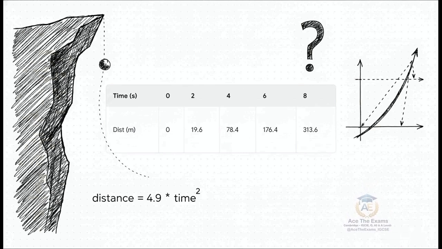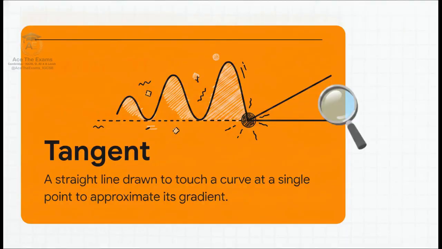Now, remember the big challenge question I threw at you at the very beginning of this explainer? If the gradient, the steepness, is always constantly changing on a curve, how on earth do we calculate the exact speed at one specific frozen second? Well, the answer is a magical thing called the tangent. A tangent is simply a straight line that you draw by eye using your ruler so that it grazes and touches the curve at one single solitary point. Nothing more, nothing less.